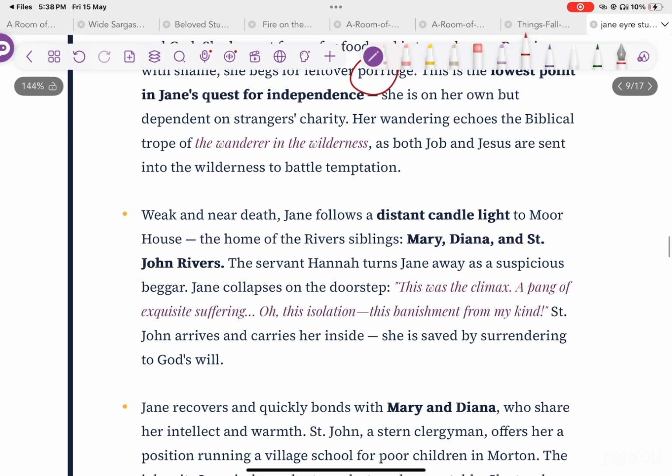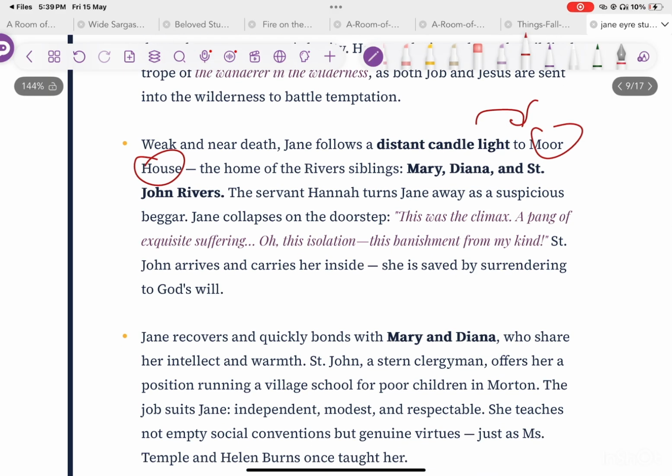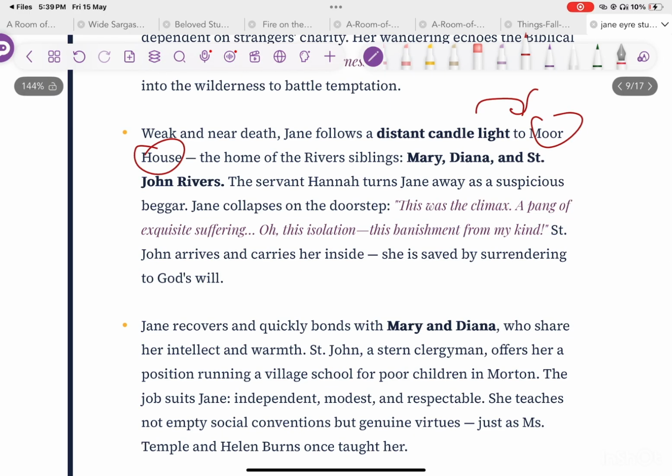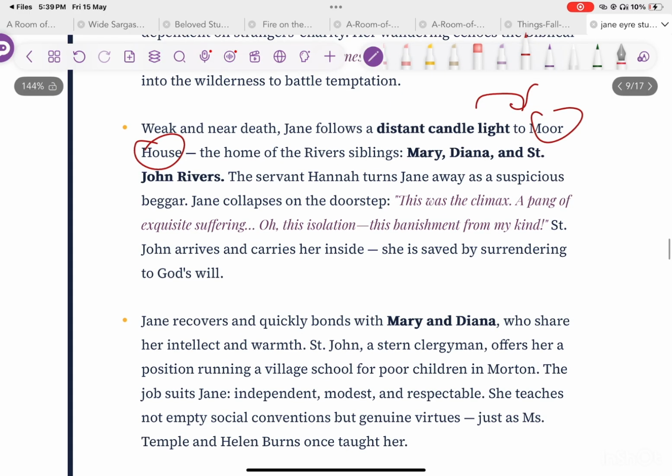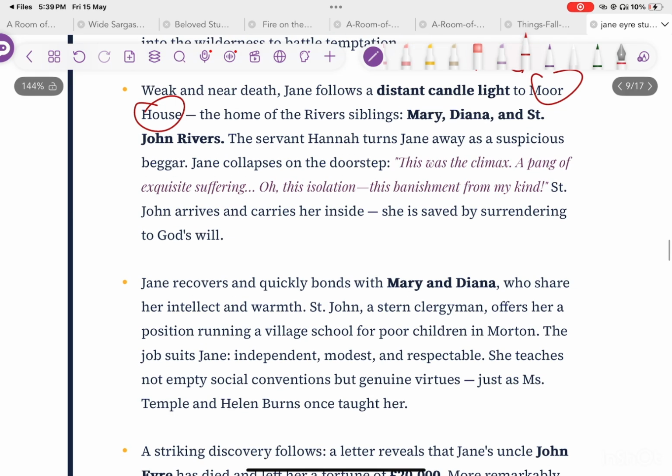अब समझ में आता है जेन एयर को, she is finally going to die. Jane follows a distant candle to Moor House. उनको एक मूर हाउस पे एक डिस्टेंट कैंडल दिखता है, उस लाइट को फॉलो करते करते वहाँ पहुँच जाती है. उस घर में 3 सिबलिंग्स रहते हैं, मैरी, डियाना एंड सेंट जॉन रिवर. सेंट जॉन रिवर जो पादरी का काम करने के लिए इंडिया जाना चाहते हैं, और मैरी डियाना जो दोनों पढ़ाई करते हैं गवर्नेस बनने के लिए और अमीर खानदान में जाके उनके वार्ड को पढ़ाने के लिए. The servant Hannah turns Jane away, a suspicion bigger. Jane collapses on the doorstep.